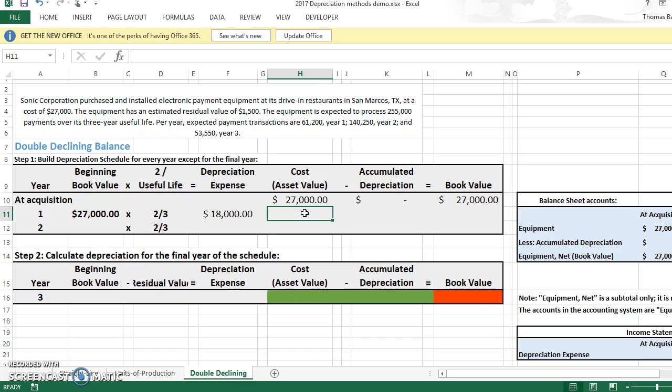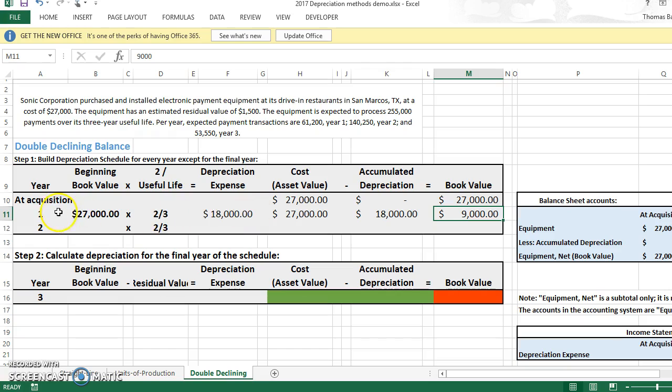Okay, then you just build the schedule just like we did on the other ones. 27,000 minus, what's my accumulated? How much depreciation is accumulated after 1 year of depreciation? Well, it's the same as your year 1 depreciation expense. So put in 18,000 there. And your book value at the end of year 1 is going to be the cost, which is the 27,000 that we spent, minus the 18,000 of accumulated depreciation for $9,000.